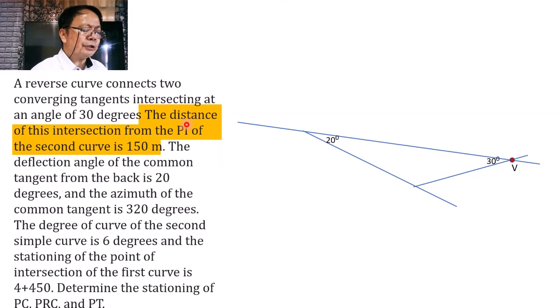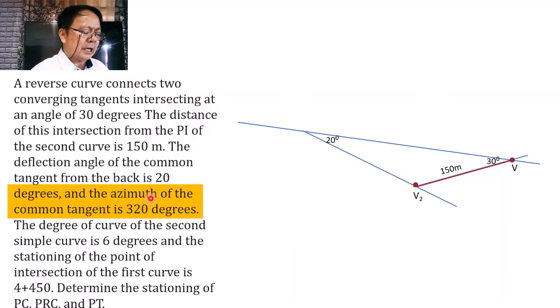Okay, we are also given that the distance of the point of intersection of the second curve from point B, okay, from point B, the distance of this point is given to be 150 meters as indicated in the problem. What else is given? The azimuth of the common tangent: this common tangent has an azimuth of 320 degrees. Okay, this azimuth is 320. Tamang-tama yung ating illustration. That is about 320 degrees.